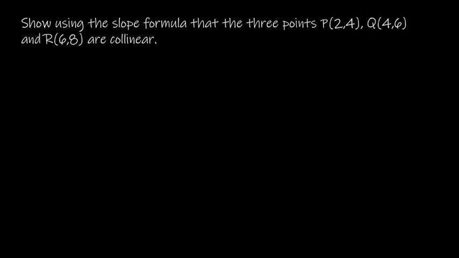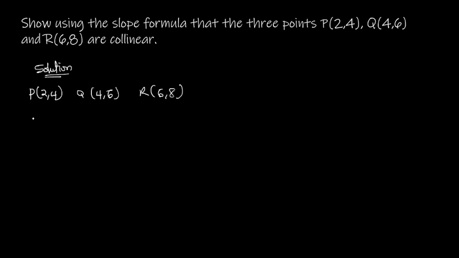Alright, so let's look at an example. We are to show, using the slope formula, that the 3 points P(2, 4), Q(4, 6), and R(6, 8) are collinear. So let's go ahead and look at the solution to this problem.